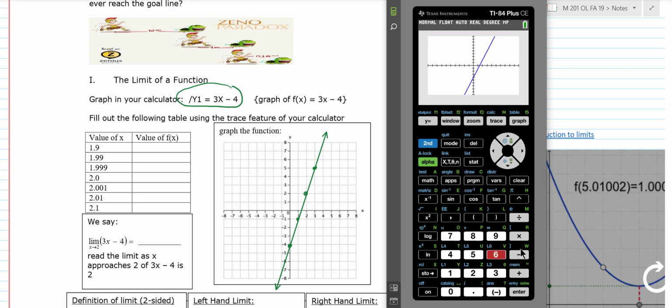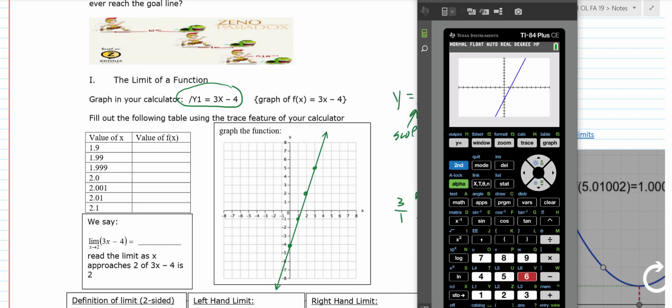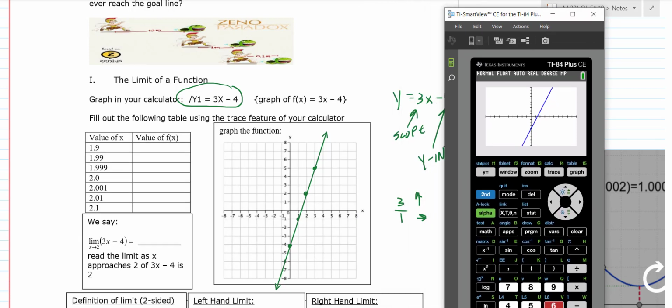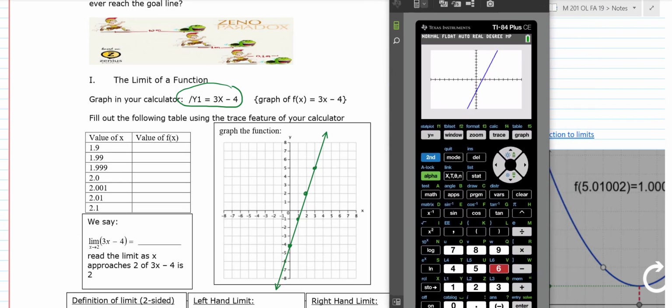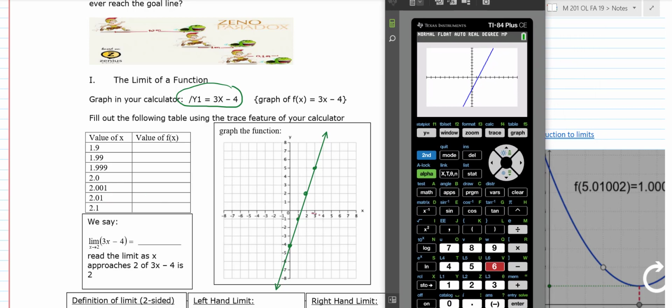What we're going to do is trace on this. We're interested in what's happening to this function at x equals 2. So we're going to use values that get closer and closer to 2, both underneath 2 and above 2.